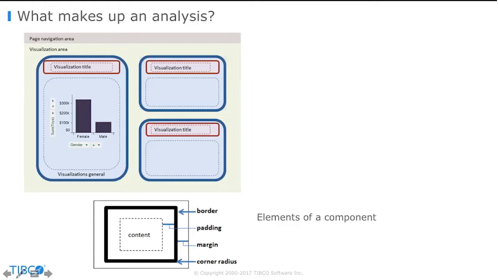This explains the elements, say for a visualization title. You see that the dotted lines here correspond to the content. This blue dotted line is the content of the visualization, and the red dotted line is the content of the visualization title. The reason we are going through this is because these are the elements that you can control within custom themes in Spotfire.